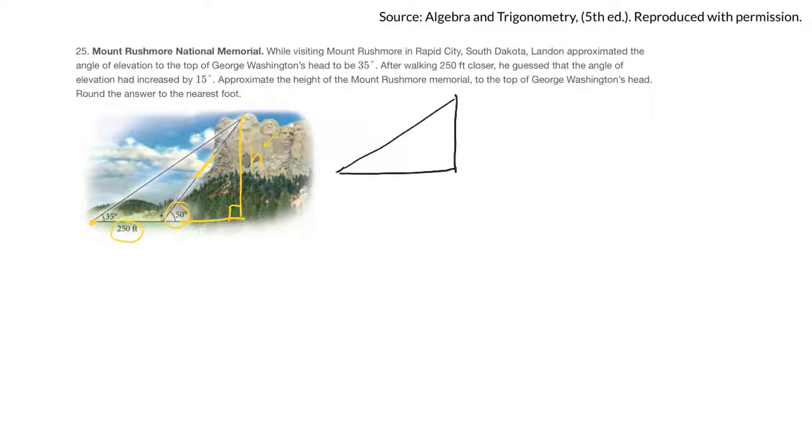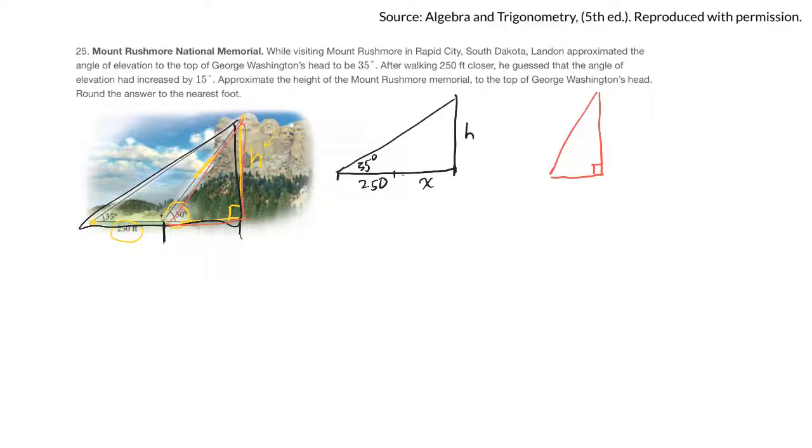So here's the big one, 35 degrees, h is my height. And this distance from here to about here, it's 250. And I don't know how much it is from here to here, so let's just call it x. So that's this big triangle. Let's do the smaller one, I'll draw it over here.